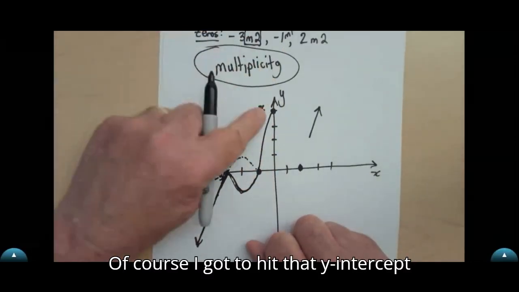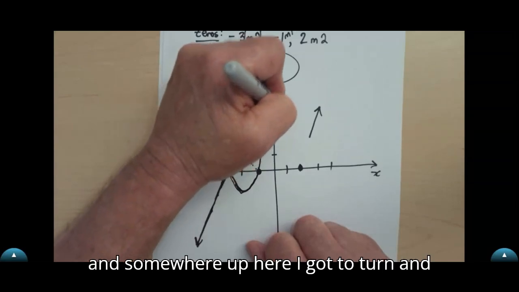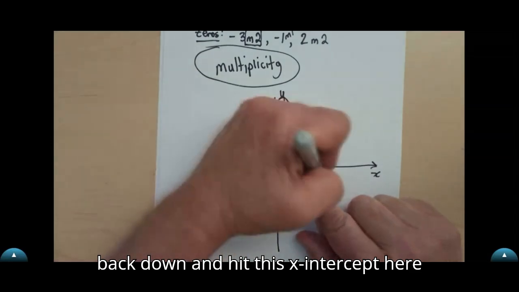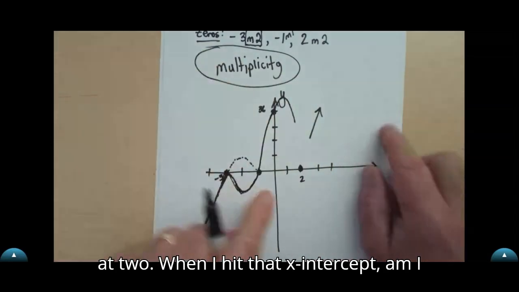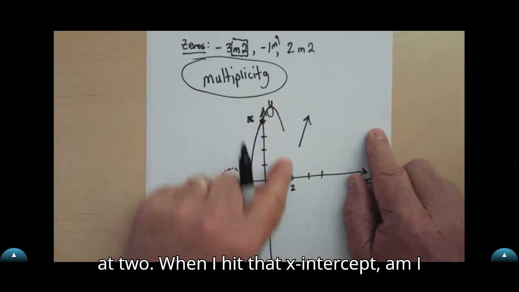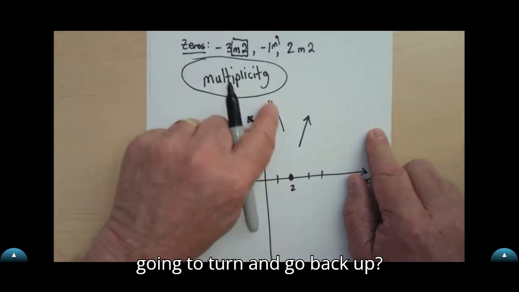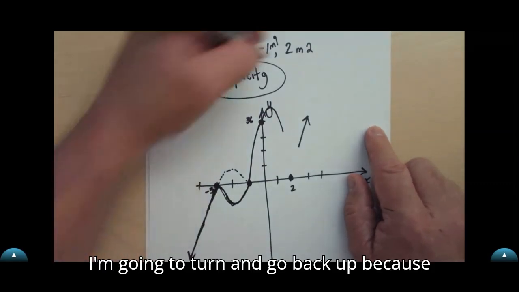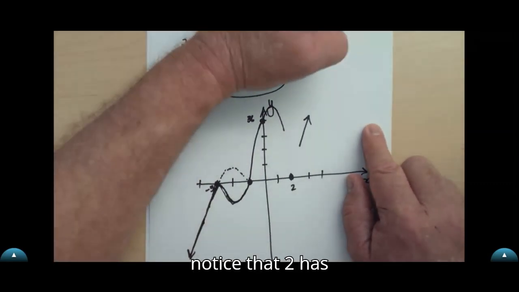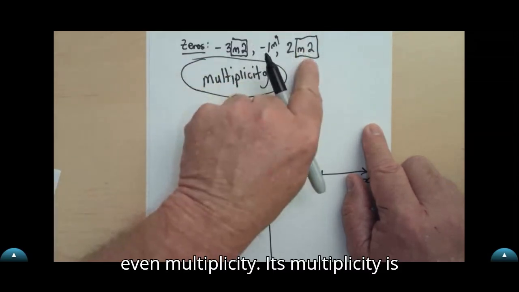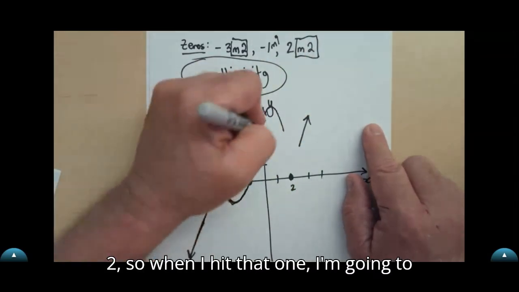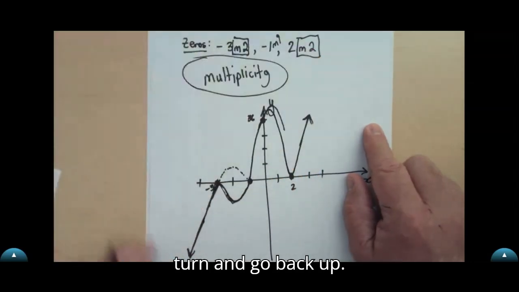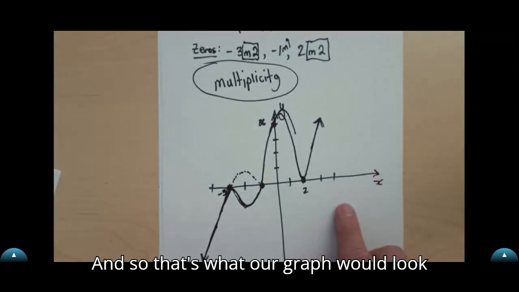And of course, I got to hit that y-intercept, and somewhere up here I got to turn and come back down. So then I'm going to come back down and hit this x-intercept here at 2. When I hit that x-intercept, am I going to pass through the x-axis or am I going to turn and go back up? I'm going to turn and go back up because notice that 2 has even multiplicity. Its multiplicity is 2. So when I hit that one, I'm going to turn and go back up. And so that's what our graph would look like.